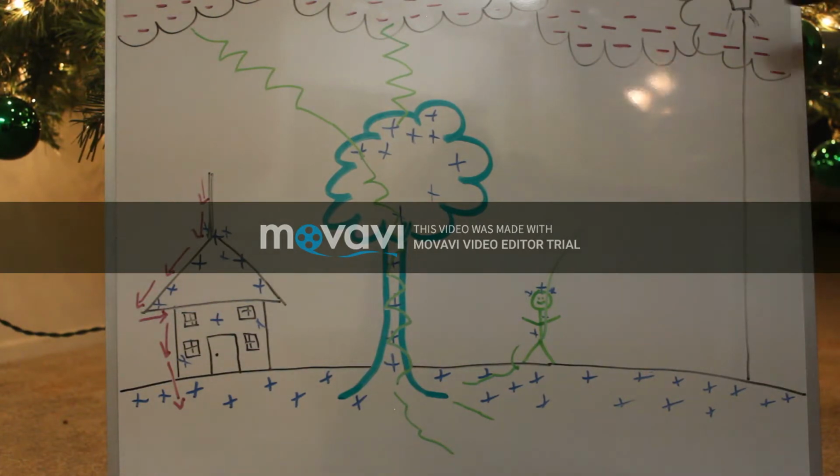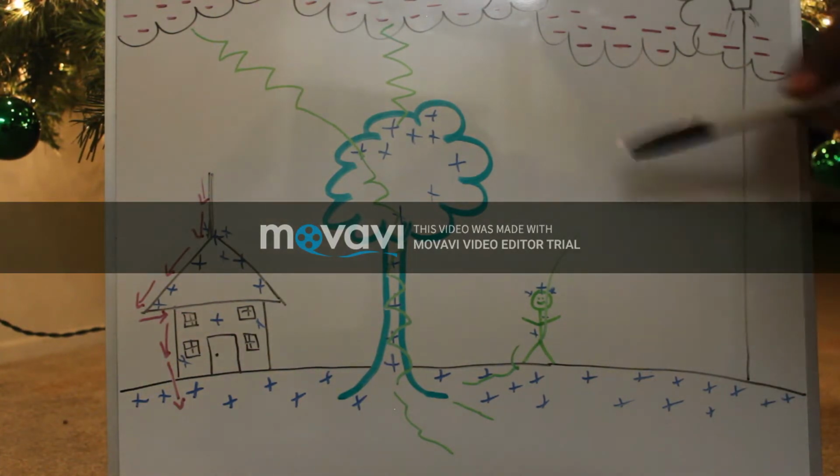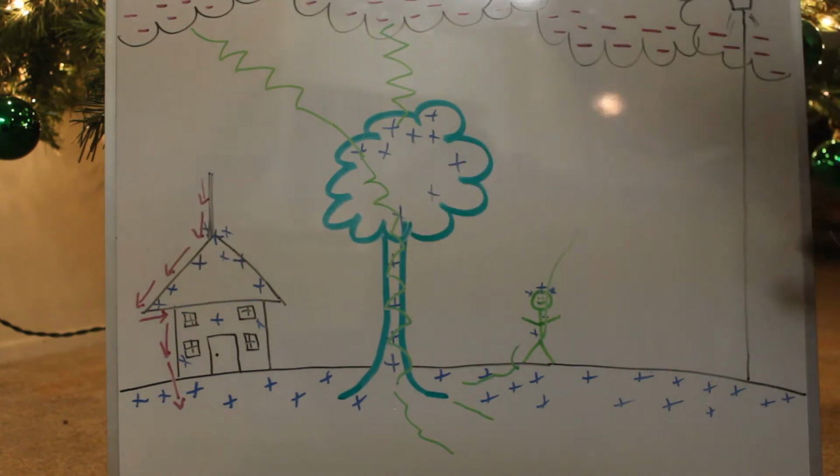Because of this, there's no erratic path for the lightning to follow, such as when we have the tree over here. So it's easier to study because scientists will know exactly when and where the lightning will strike at this point on the ground.